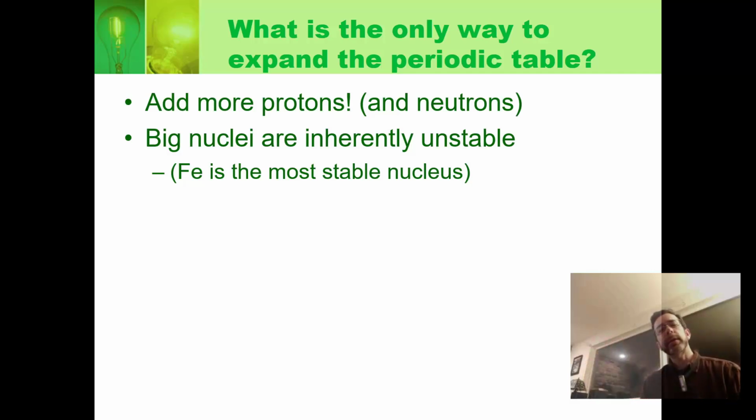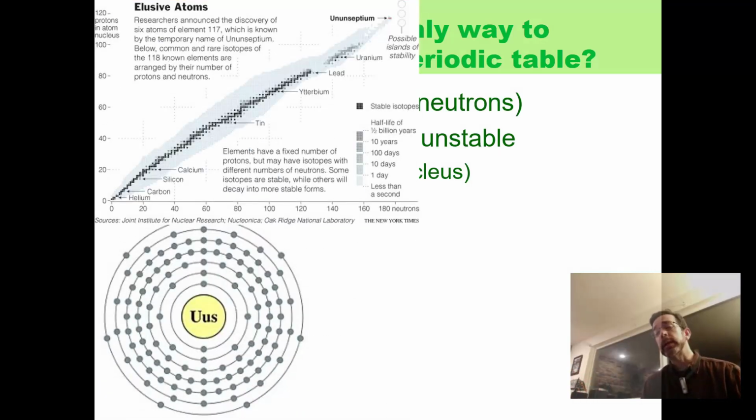So it turns out that iron, which isn't that big, is the most stable nucleus. Once you get bigger than iron, then you start to get more and more unstable, and the bigger you get, the more unstable you get. Here's an example, and you probably hear about them creating new elements, and they've just named those new elements. This is actually from before they named the new element, but this is when they created a new element.